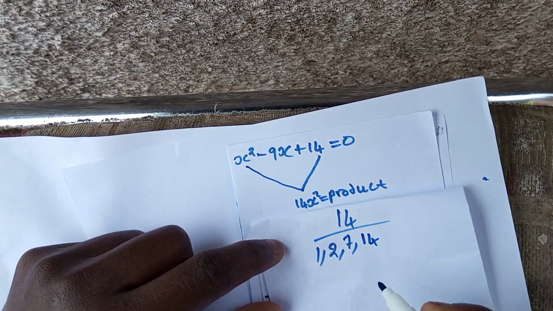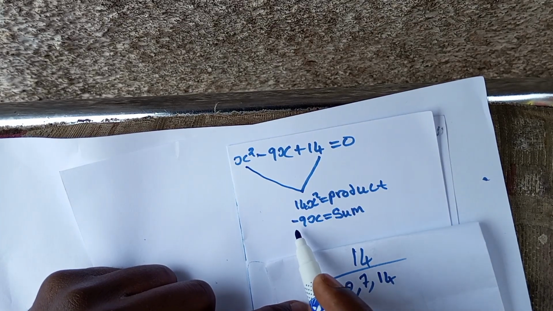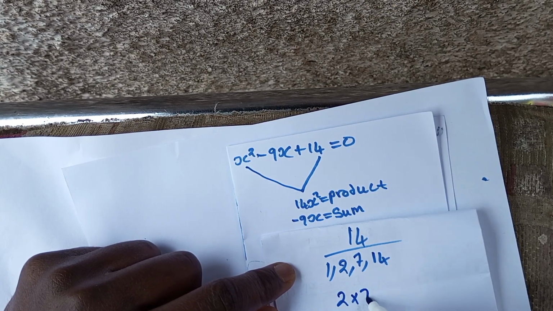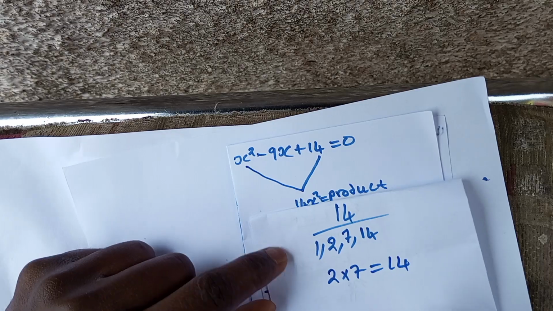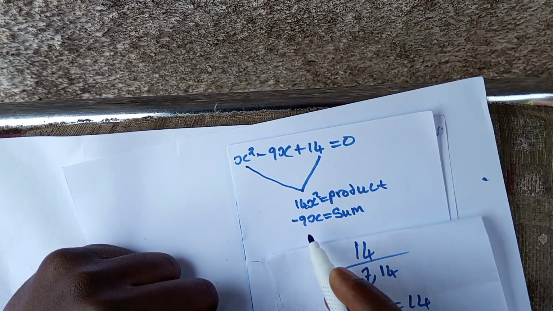Now which numbers, if you multiply them, you can have 14, and if you add or subtract them, you can have minus 9? Which numbers? If you multiply 2 times 7, you are going to have what? 14. Now which sign are we supposed to use so that we can get minus 9?